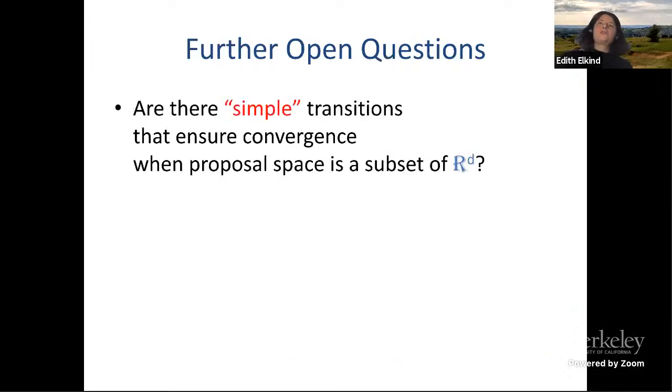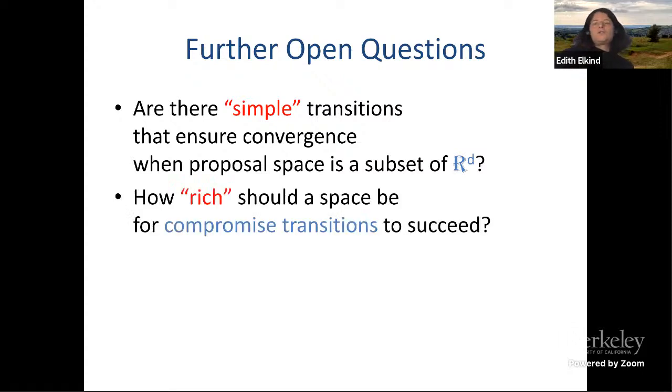Right, so there are further open questions. So for instance, going back to R^d, away from the hypercube. So are there simple transitions that ensure convergence when the proposal space is a subset of R^d? So in particular, you can ask if d compromises are sufficient for an arbitrary discrete subset of R^d. We don't know, right? Or again, thinking of R^d, how rich should a space be for 2-compromise transitions to succeed, right? So R^d itself is enough, Q to the power d is enough. So can we still guarantee success for something that is even sparser than Q to the d?